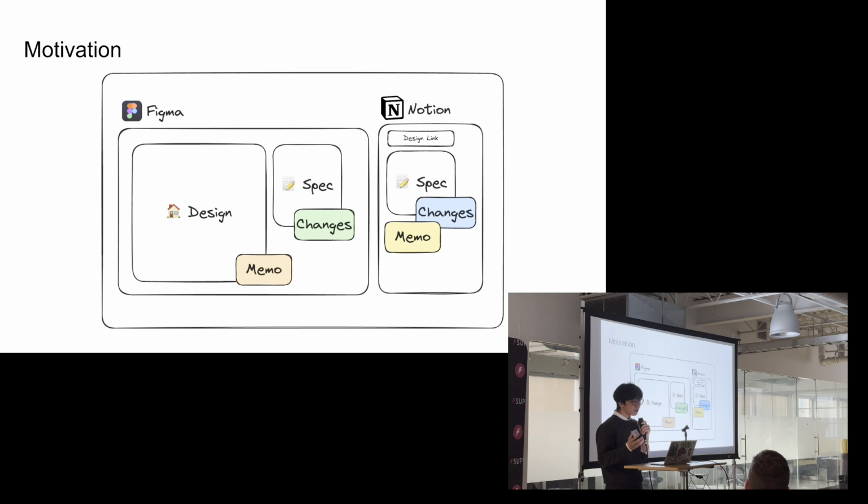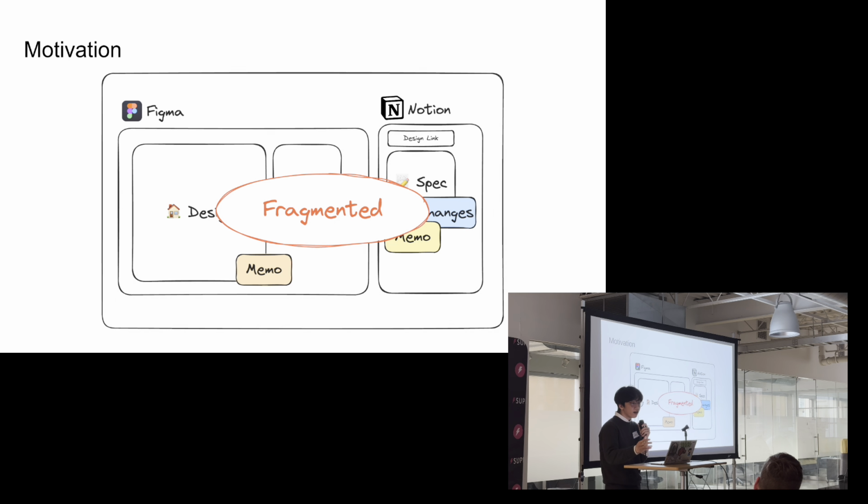As time passes, product specifications evolve. Memos attached and knowledge get updated or removed. Any change requires updates in both platforms because these changes are stored separately in Figma and Notion. However, during fast-paced development, it's tough to keep everything updated, which leads to synchronization issues between the two platforms.